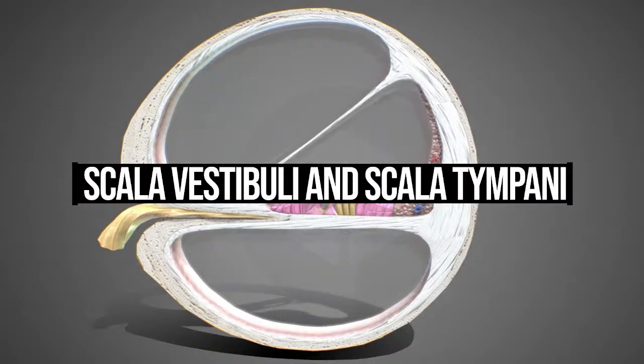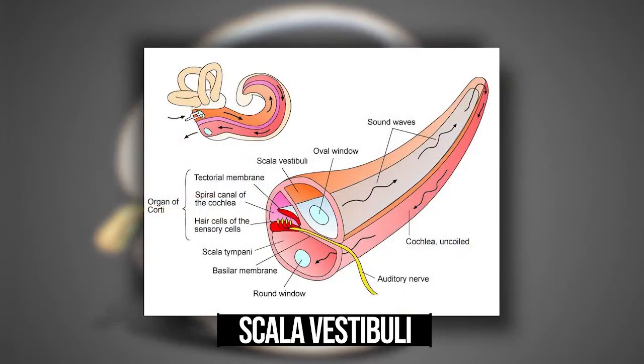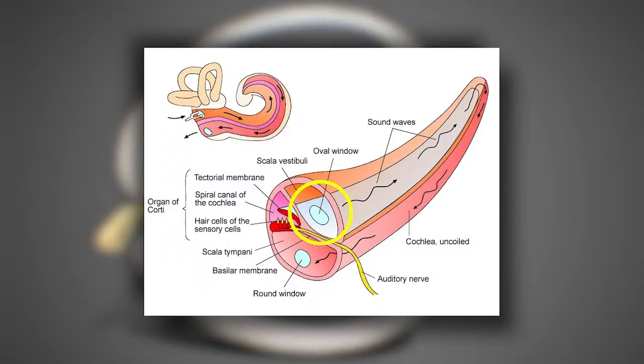Scala vestibuli and scala tympani. These two chambers are filled with a fluid called perilymph, which is similar in composition to cerebrospinal fluid. The scala vestibuli begins near the oval window, where the stapes bone transmits sound vibrations into the cochlea. The scala tympani ends at the round window, another membrane-covered opening that allows for fluid displacement within the cochlea.